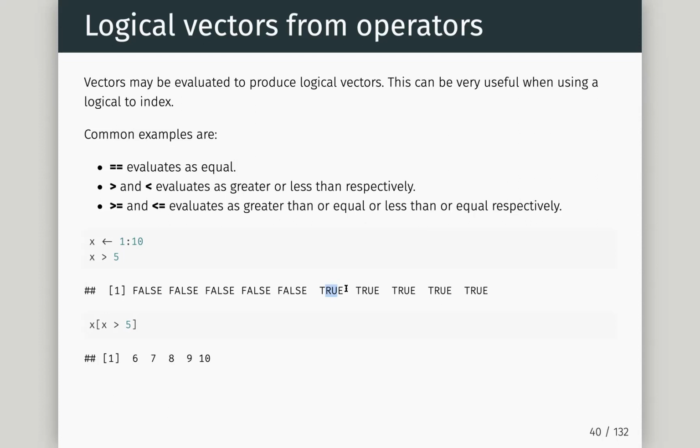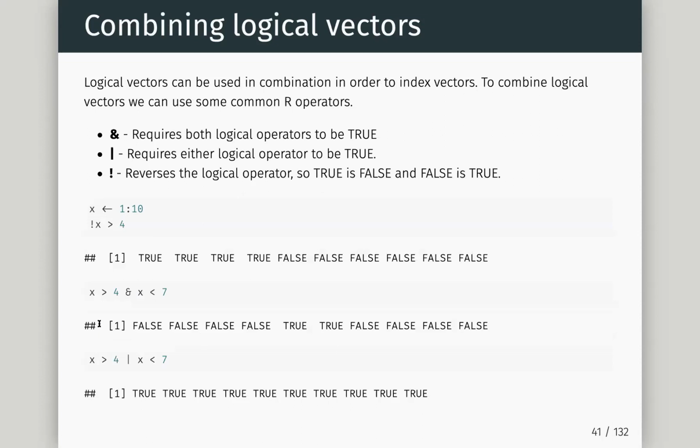And then I can combine these two together. I can produce my logical vector here, x is greater than 5, which is this. And I can use that to subset my x by giving it the square brackets and just putting the logical vector. So logical vectors can be used in combination in order to index vectors. So you can combine the two different logical vectors together and evaluate to get the result of this.